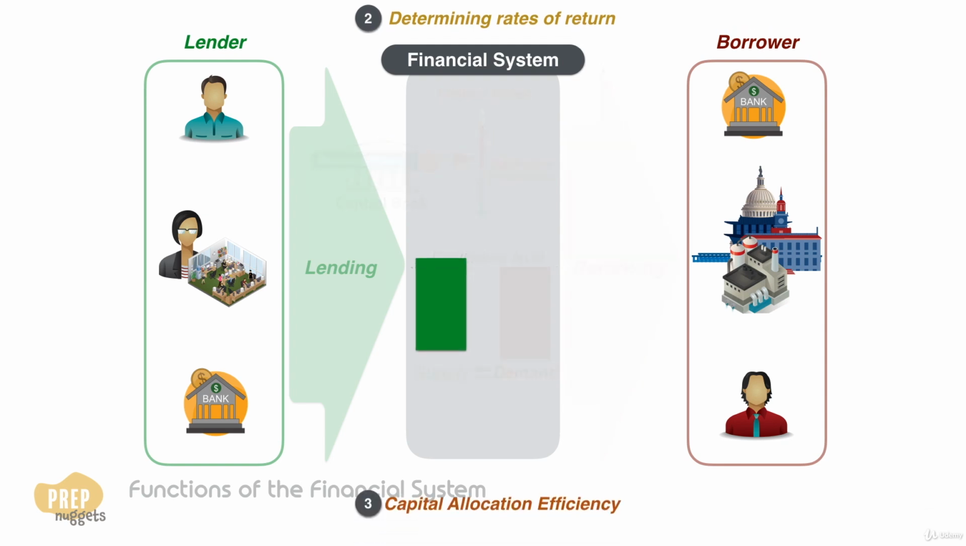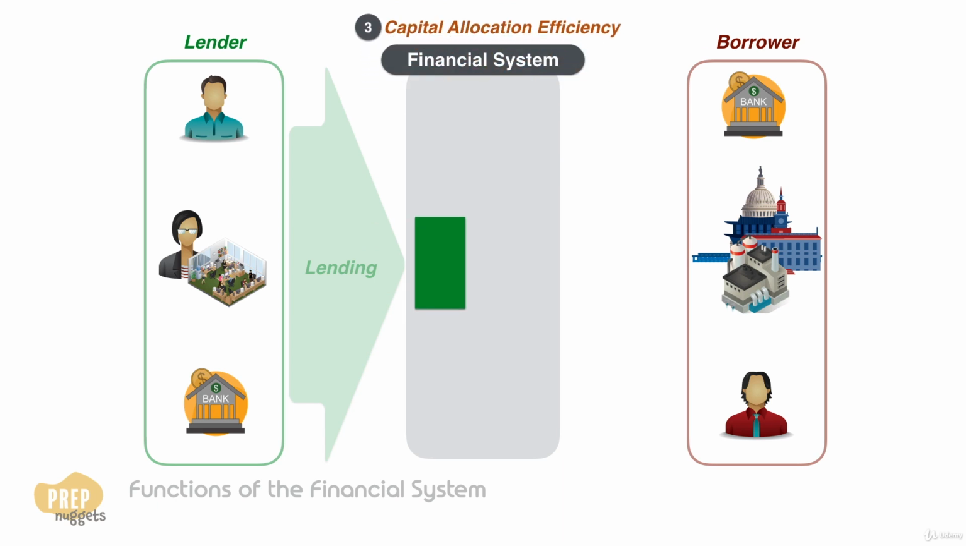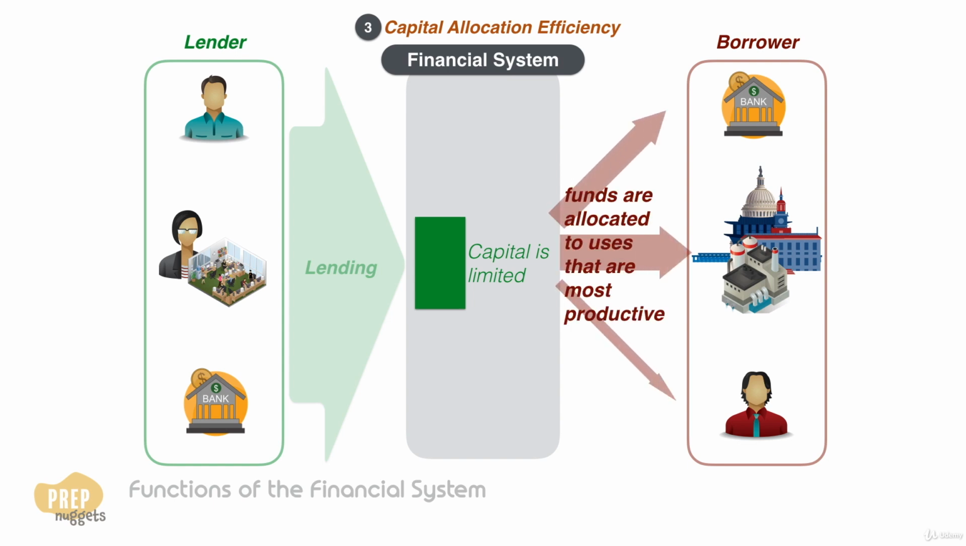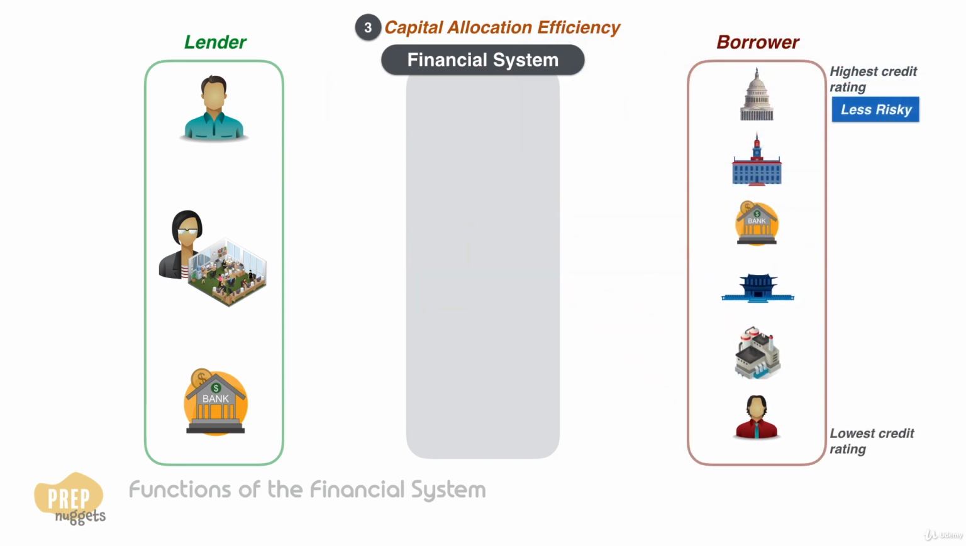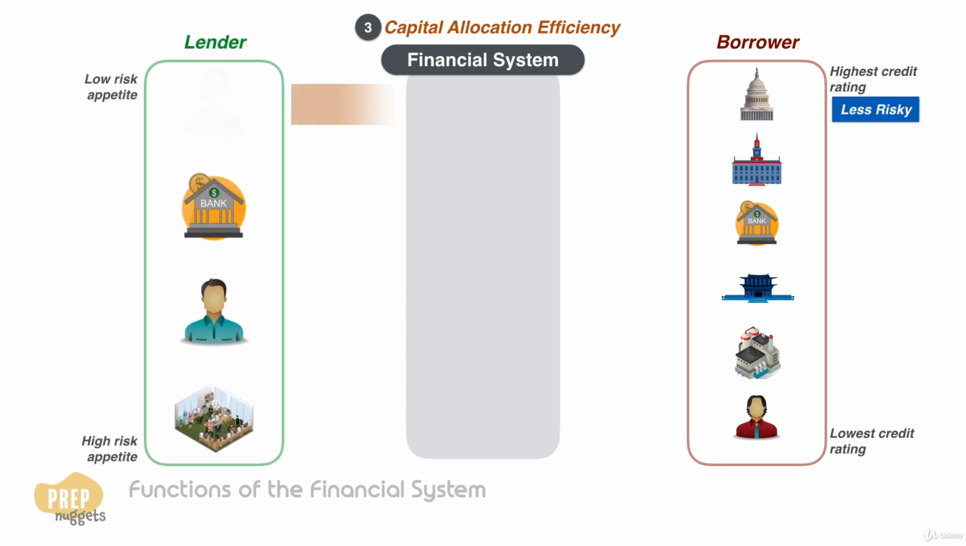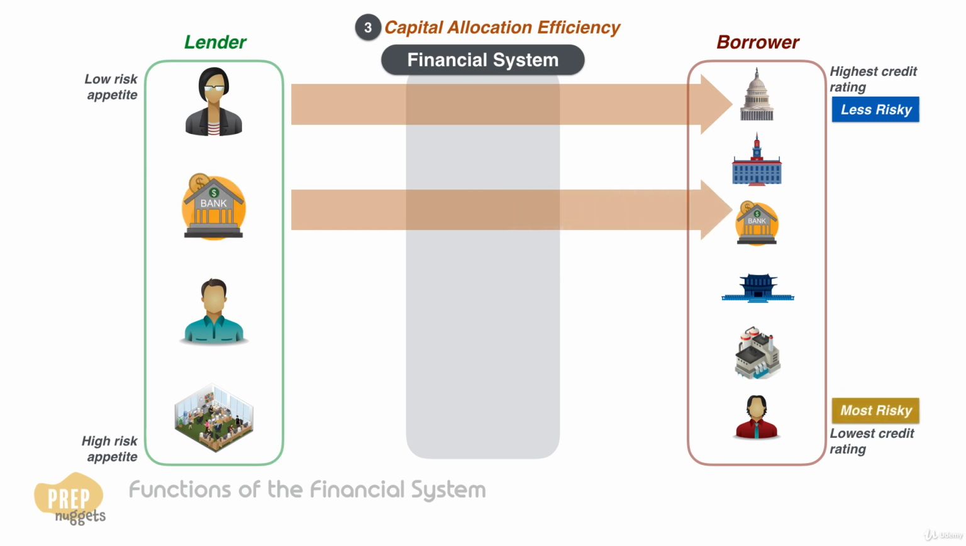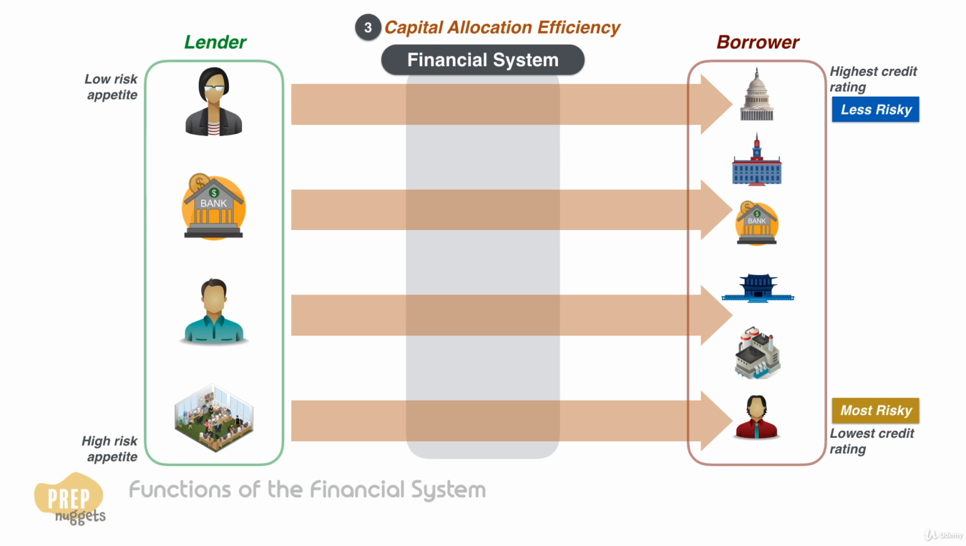The third function of the financial system is to facilitate capital allocation efficiency. As capital is limited, the financial system should be structured such that funds are allocated to uses that are most productive. In market-based economies, lenders determine directly or indirectly which borrower obtains capital. Borrowers who have better credit ratings are perceived as being less risky, so lenders with a lower risk appetite will be fine with lending even though the rate of return is lower. Conversely, borrowers with poorer credit ratings will have to offer higher returns to convince investors to lend to them.